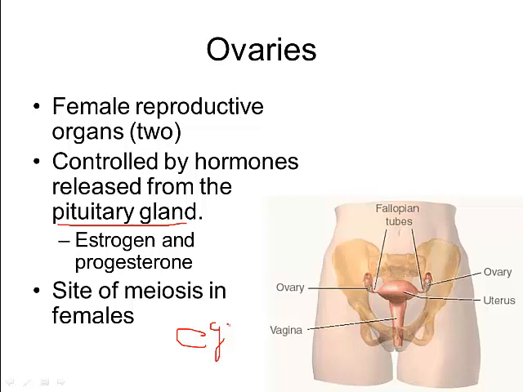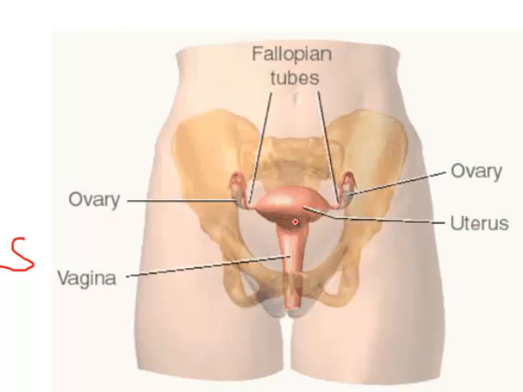So if you look over here, we have the uterus of the female, and the ovaries are connected to the uterus, and so as an egg gets released, it would move down the fallopian tubes and then into the uterus. If fertilization of that egg were to happen, it would happen somewhere up in the fallopian tubes, and then the egg would move down and implant itself in the uterus for pregnancy.